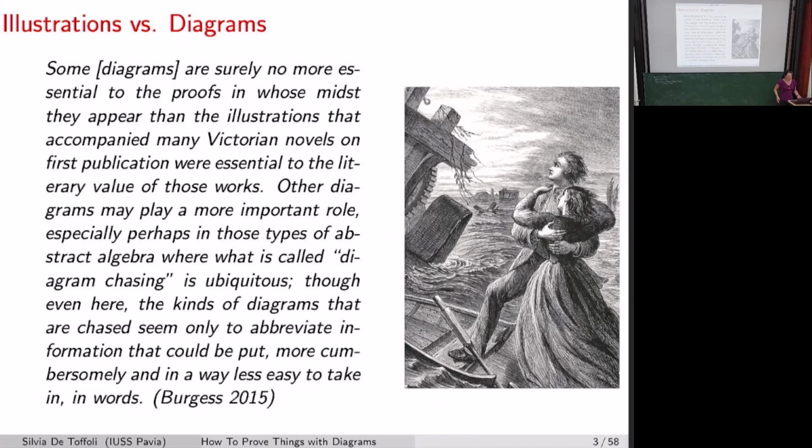Other diagrams may play a more important role, especially perhaps in abstract algebra, where what is called diagram chasing is ubiquitous. Though even here, the kinds of diagrams that are chased seem only to abbreviate information that could be put more cumbrously, and in a way less easy to take in, in words. So the idea is that either diagrams are extra devices like the illustrations of novels, or they are like these algebraic diagrams that we can translate into words without losing anything important. That's the orthodoxy in the philosophy of mathematics. It's not a minority view.